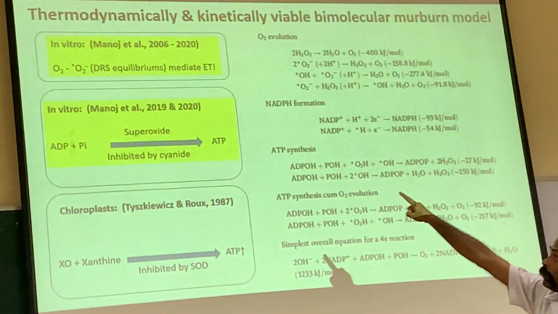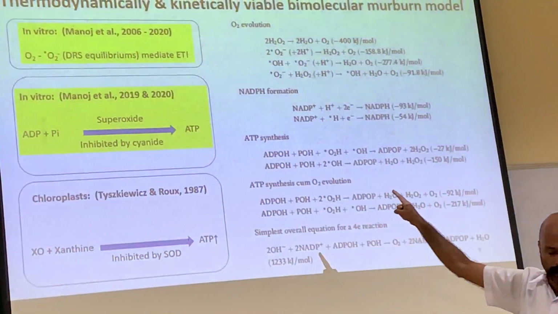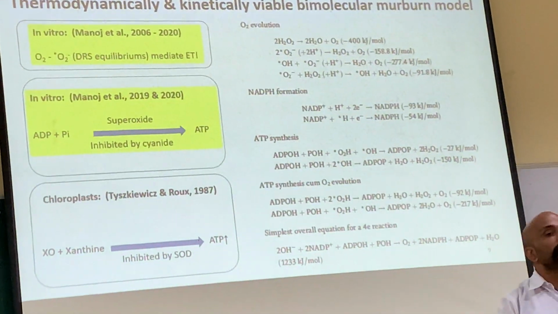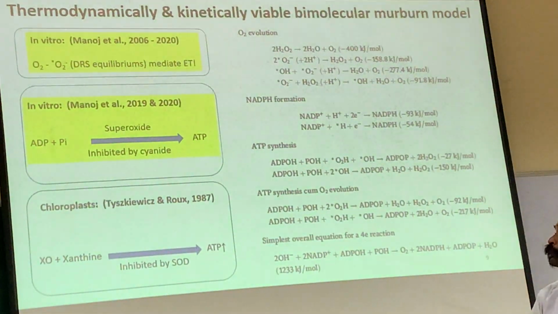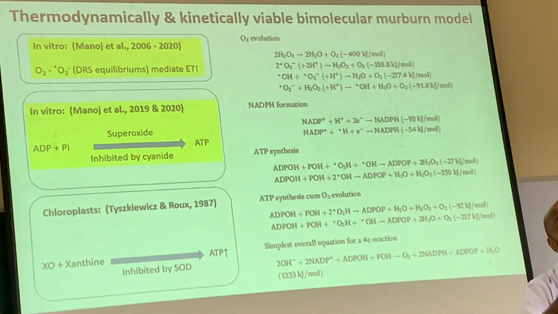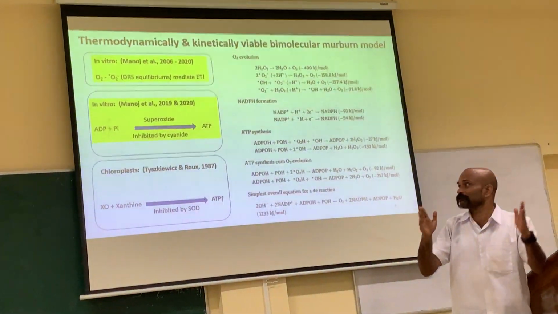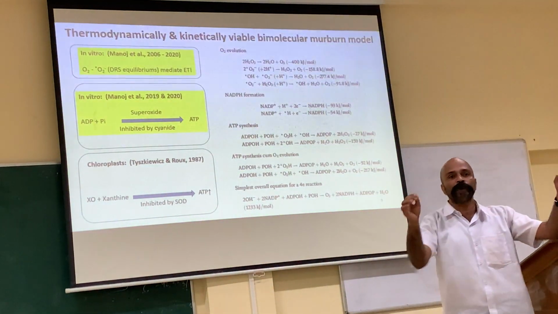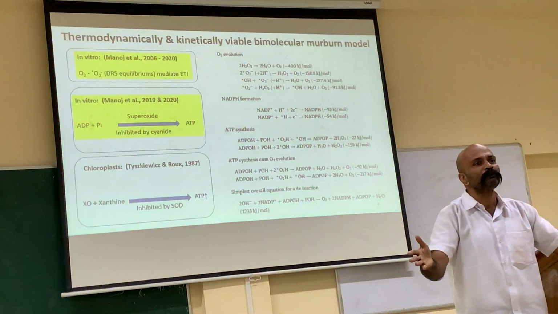This I have shown through multiple papers from 2006 to 2020 that you can get oxygen superoxide equilibrium relaying electrons. You don't need deterministic electron transport chain. This is how something can evolve. You cannot have deterministic processes. Now here, I have also shown that if you just take ADP and phosphate and just add superoxide, you get ATP. It's a very simple system.